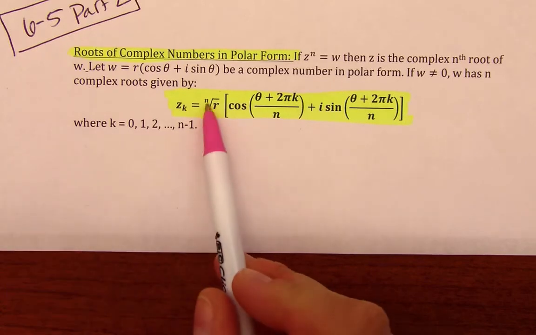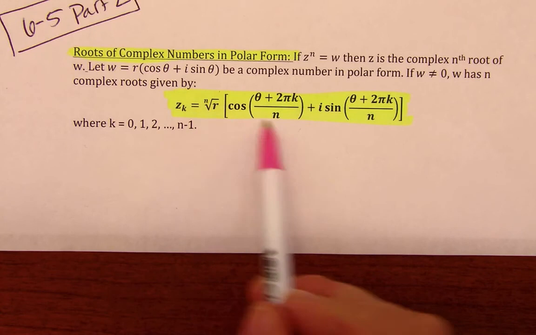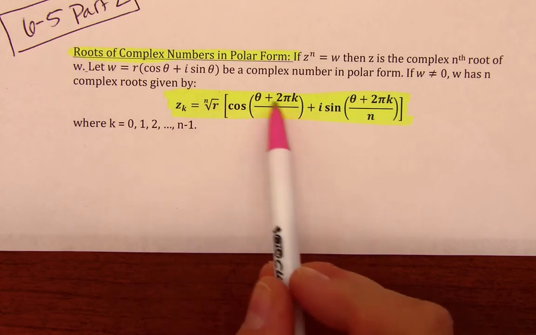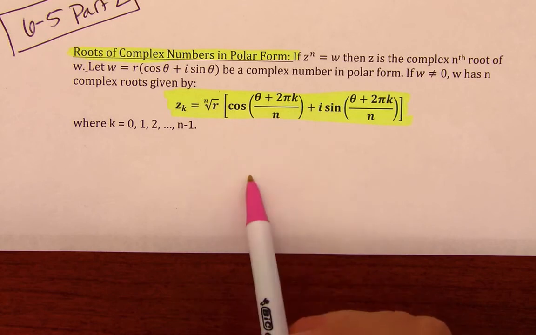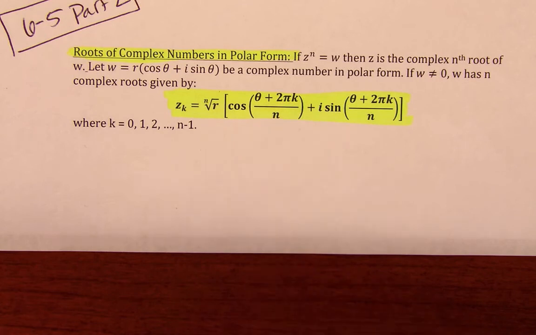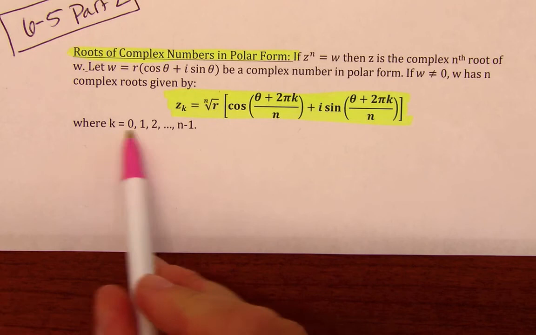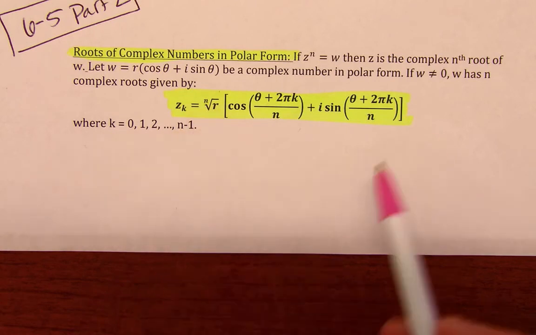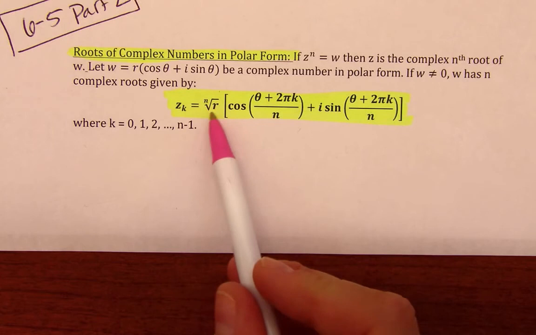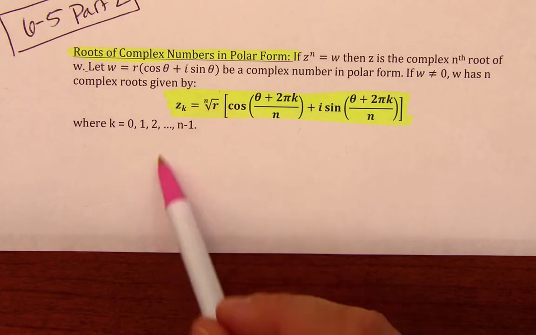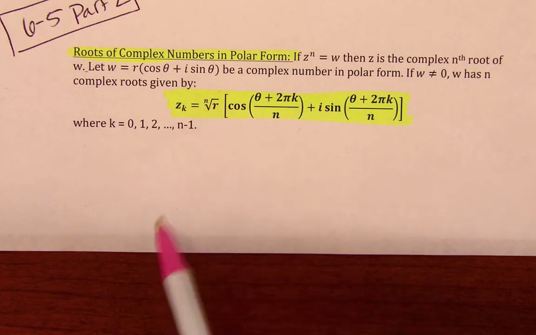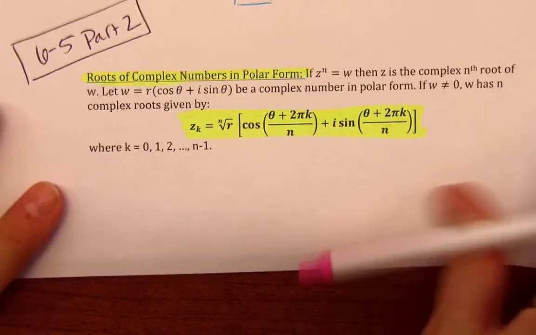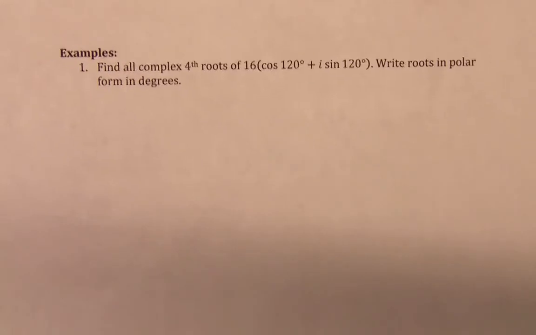We'll take the nth root of the radius, and then we'll divide the angle by that, but we also have to have this plus 2 pi k thing here. Okay, and so where our k value goes all the way to n minus 1. So if we're taking the 5th root of this complex number, then we would go all the way up until 4. So let's go ahead and get into some examples.